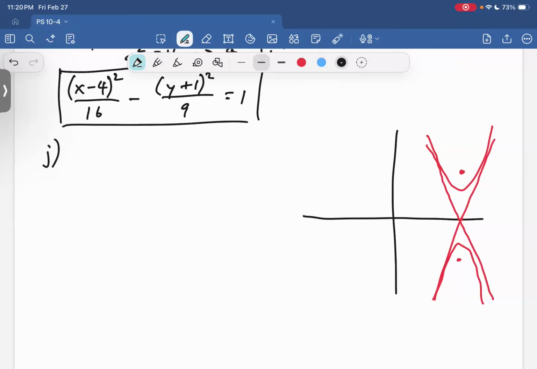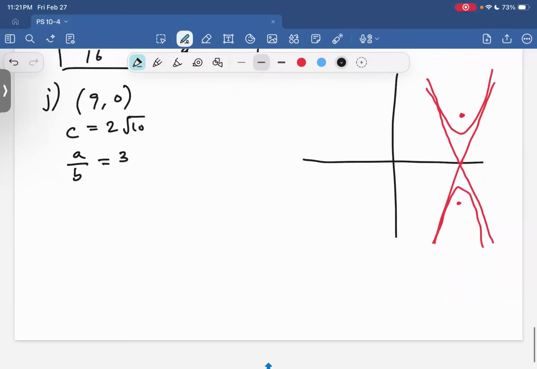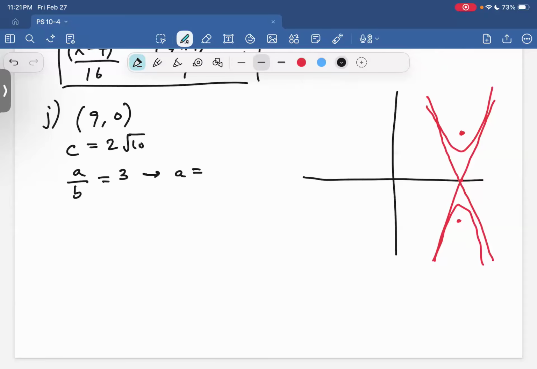Okay, so my center is at 9 comma 0, and I'm given C equals 2 root 10, because that's how far the foci are from the center. Now this is a vertical hyperbola, so that means A over B are going to be the slopes of the asymptotes, and that slope is 3. So that means that A equals 3B.